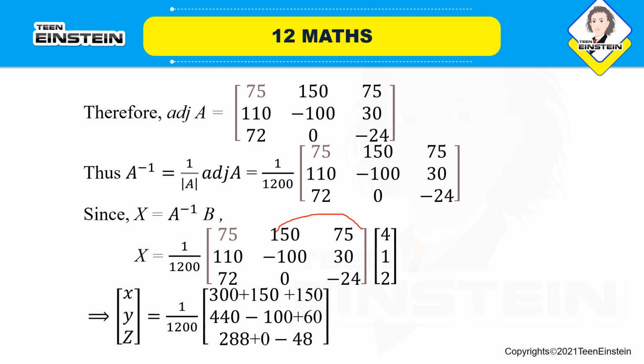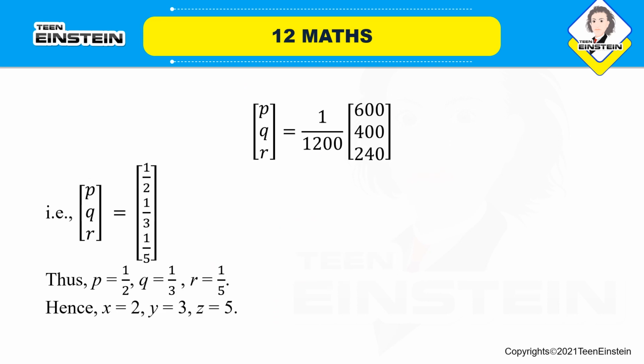75 into 4, 300, plus 150, plus 75 into 2, 150. Next the second row. So 110 into 4 is 440, minus 100 into 1 is minus 100, plus 30 into 2 is plus 60. Then the third row. 72 into 4 is 288, plus 0 into 1, 0. You multiply anything with 0, then you will get 0 only. Minus 24 into 2, minus 48. Now bring this 1200 inside. Before that we have to simplify the values. So on simplification I am getting 600, 400, 240.